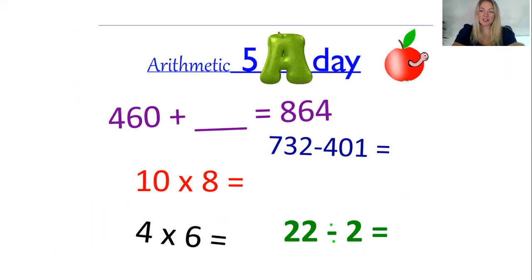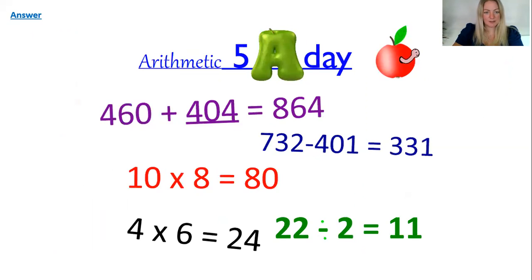Well done, superstars. You have finished your 5 a day. Let's go through some of these answers. So 460 add 404 is 864. 732 take away 401 is 331. 10 times 8 is 80. 22 divided by 2 is 11, and 4 times 6 is 24. If you got some of those answers correct, give yourself a pat on the back. Superstars.